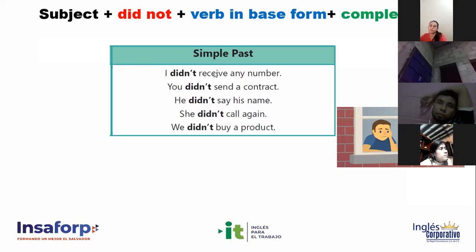This is very important to remember. The verb in the negative form is going to be in the base form. Okay, en negativo va a ir, no lo va a escribir en pasado. ¿Por qué? Porque ya lleva el auxiliar y el auxiliar indica que está hablando en pasado. Entonces sería you didn't send, he didn't say, she didn't call. We didn't buy.